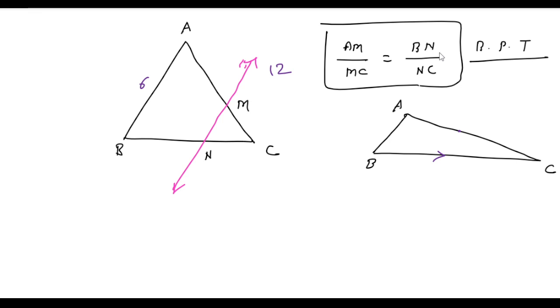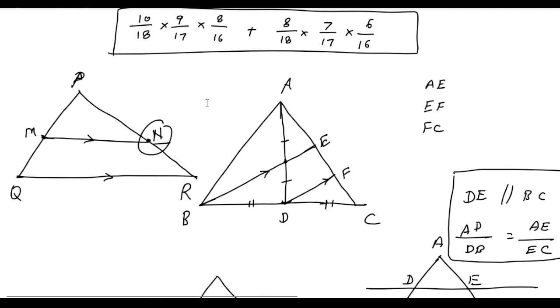Whatever. Or sometimes you have to construct a parallel line to get the ratios. So anything could be possible. Now, a problem could be of any difficulty. It could be of any difficulty. For that question, for this question.